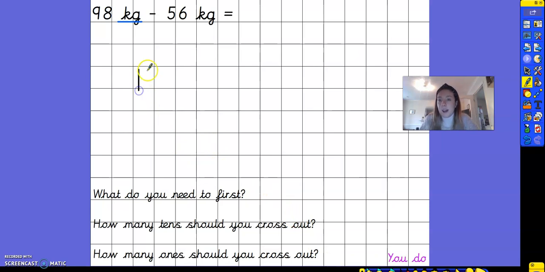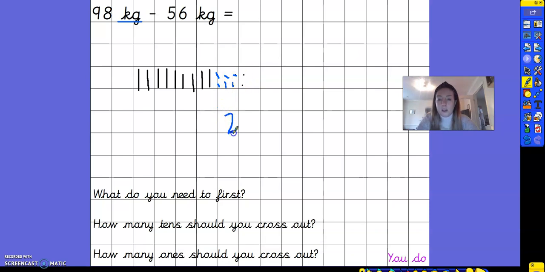98. Let's count together. 10, 20, 30, 40, 50, 60, 70, 80, 90, there we go, 90, 1, 2, 3, 4, 5, 6, 7, 8. So we've got 98. Now we need to cross out 56. How many 1s do we need to cross out? We need to cross out 6 1s. 1, 2, 3, 4, 5, 6. And I can see we've got 2 1s left.